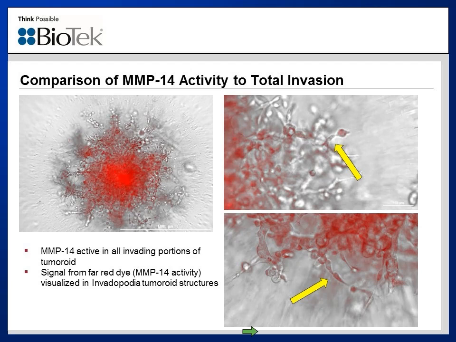Then if we look closer at the images on the right, shown here, highlighted with the yellow areas, and then shown here, as well as multiple areas with this picture, we can also see that the signal increases in the invadipodia, meaning that MMP14 is indeed quite active in these leading portions of the invading tumoroid structure.